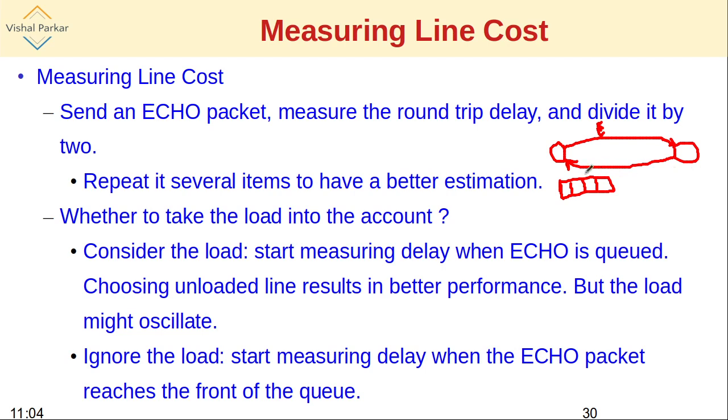It will start calculating the transmission delay from the instance when the packet reaches the front of the queue. It will not calculate the time for the journey of the packet from the initial position in the queue up till the front of the queue, or end of the queue, you can say. So that is what is called ignoring the load in the buffer or line, you can say.